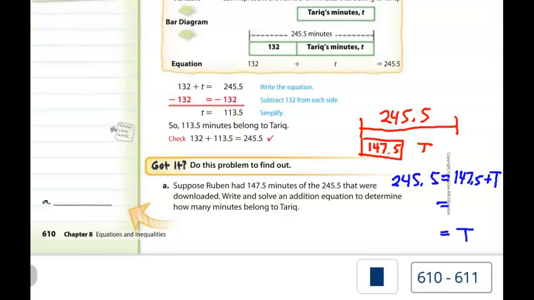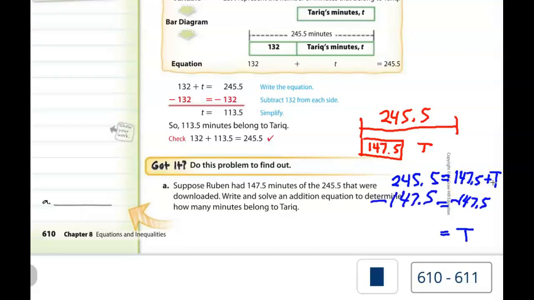Okay, before we do that though, here's the equation. And I wrote this backwards just to show you it really doesn't matter what side the variable's on. If we have 245 and 5/10 minutes equals 147 and 5/10 minutes plus t, our goal is to get the t isolated. So how do we get rid of this positive 147 and 5/10 minutes? Are we going to add, subtract, multiply, or divide? Go ahead and answer that for me, please.